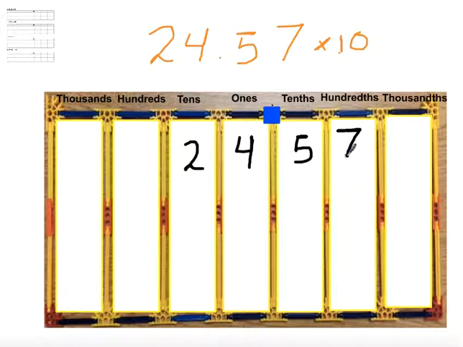When I multiply by 10, I'm shifting on the place value just one spot. Every time we shift to the left, you can see tens to hundreds to thousands. We're getting 10 times bigger. So I'll shift each digit, and my final answer would be 245.7. And that would be the correct answer.